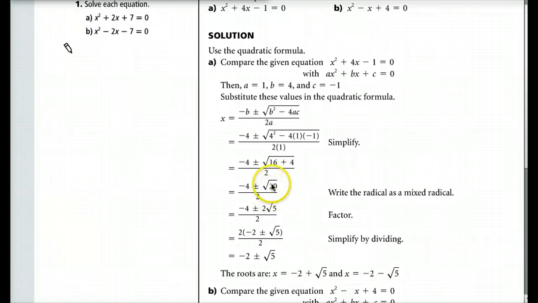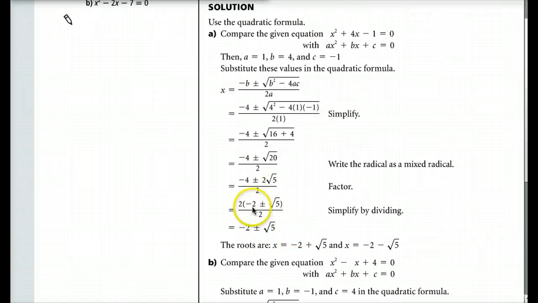You can change the 20 into 4 times 5, so the 4 can be taken out, becomes 2, right? And then here you can factor the 2 out, then divide by 2, cancel with this 2. But you can also simply use -4 divided by 2, and then 2 square root 5 divided by 2, so you can get the same thing.